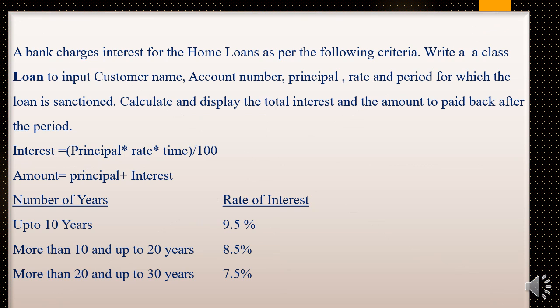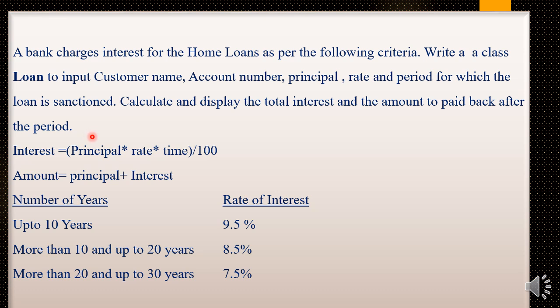So the first program that we discuss today is: a bank charges interest for the home loans as per the following criteria. Write a class loan. The class name must be loan. To input customer name, account number, principal, rate, and period for which the loan is sanctioned. Calculate and display the total interest and the amount to be paid after the period.